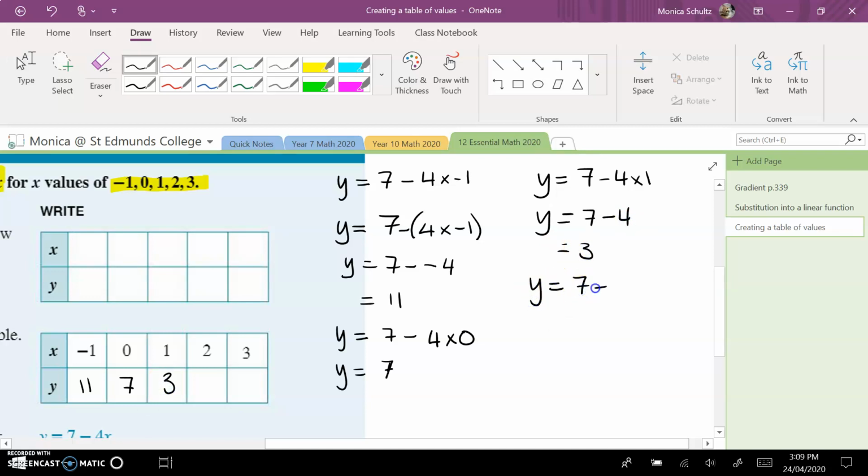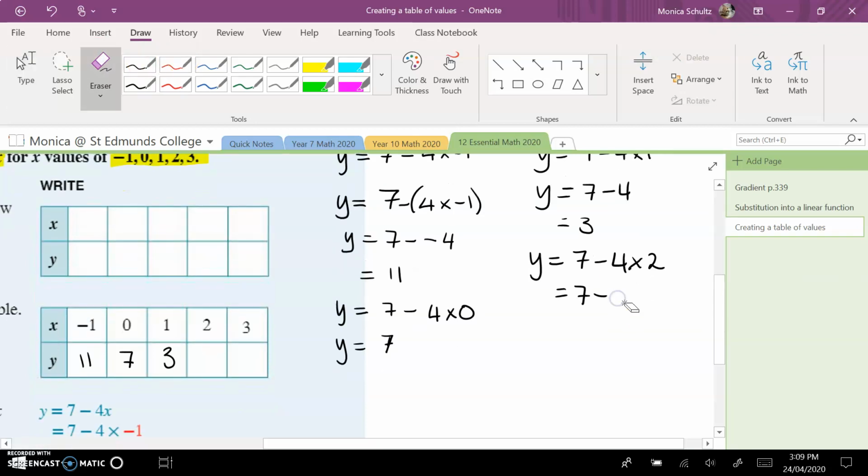I've got y equals 7 minus 4 times 2. I've just written the same thing over again. That was silly of me. So 4 times 2 gives us 8. If I've got 7 minus 8, then I'm going to end up with a negative value. I have -1.